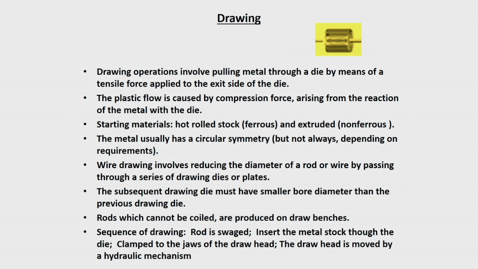Drawing operation involves pulling metal through a die by means of a tensile force applied at the exit side of the die. So, you are passing this material through a die, generally a converging die, and then you are pulling it through, so that the dimension of the part which comes out through the small orifice will be almost similar to the orifice diameter of the die.